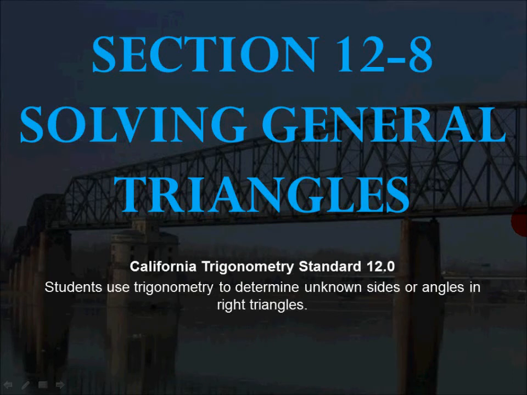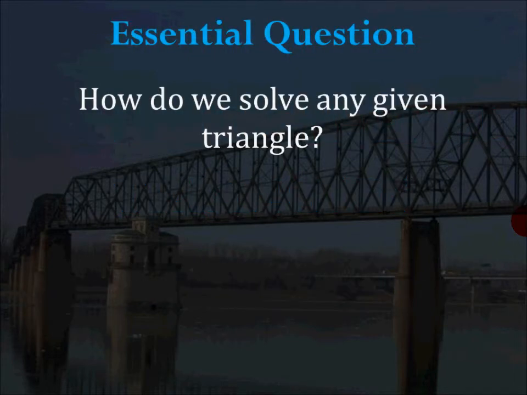This is section 12.8, solving general triangles. So we're going to be solving all triangles, whereas before we only solved right triangles. And we're going to use the formulas from the law of cosines and the law of sines to do so. How do we solve any given triangle?